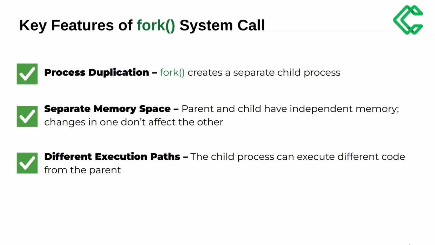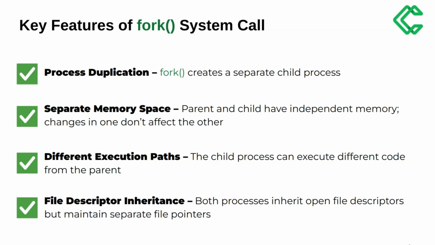Third, different execution paths. After fork, execution splits into two paths. The parent receives the child's process ID while the child gets 0, allowing them to execute different instructions. And lastly, file descriptor inheritance. Both processes inherit the same open file descriptors, meaning they can access the same files. However, each maintains a separate file pointer offset. We will see examples of each of these in subsequent sections. Understanding these key aspects of fork is crucial for mastering process management in Linux and Unix based systems.